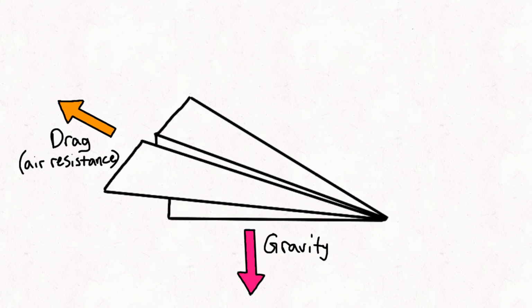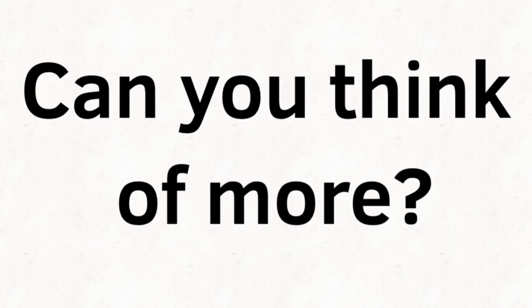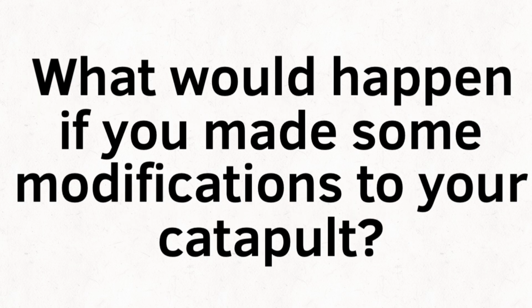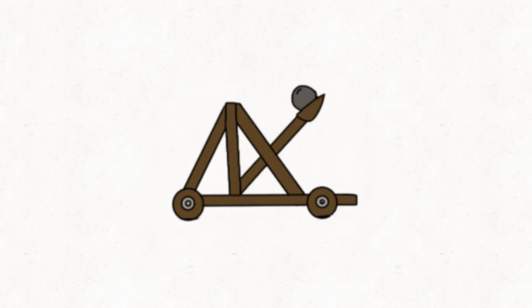Other forces can also affect your projectile. Can you think of anything else that might have affected the trajectory of our projectiles? What would happen if you made some modifications to your catapult? What if you increased the length of your arm? What modifications can you make? Go ahead, explore the possibilities.